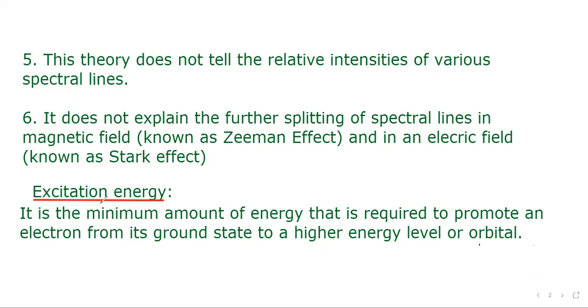Now let's define some important terms. Excitation energy. It is the minimum amount of energy that is required to promote an electron from its ground state to a higher energy level or orbital. So for hydrogen atom, first excitation energy means, suppose as we know, E1 equal to minus 13.6 electron volt and E2 is equal to minus 3.4 electron volt. So first excitation energy will be the difference of the two.